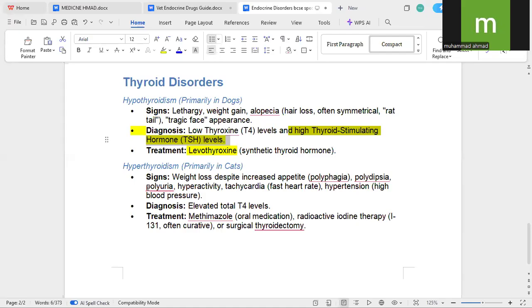So hyperthyroidism is primarily in the cat. This is the condition of the cat. Here there is an overproduction of T4. So metabolism is high. There is no fat, and the patient is not obese, never obese.